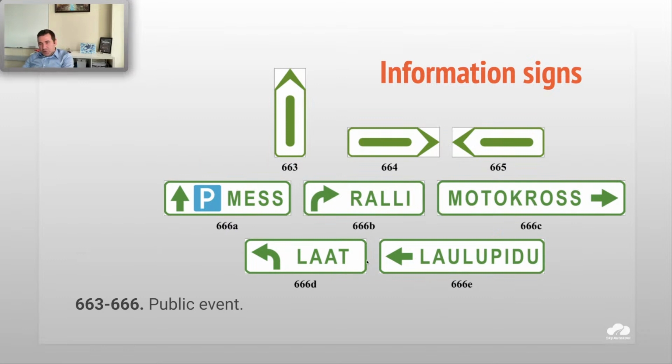It can also be temporary signs if there is some public event. For example, you see a motocross or rally, so they put up these temporary signs. If you are going to that event, it helps you navigate. For example, this sign tells you that if you go straight, there will be parking if you want to attend this local farm event.